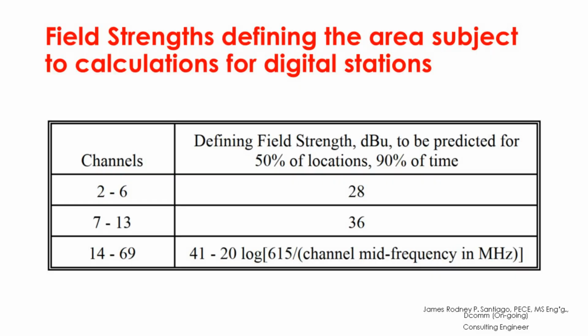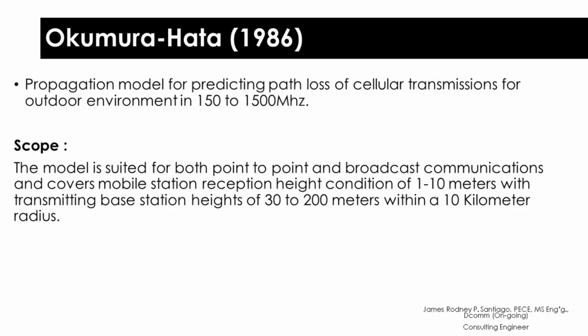For the field strength for digital stations, we'll just concentrate on the UHF. For channels 14 to 51, it would be 41 minus 20 log of 615 divided by the center frequency of the channel desired. Next is Okumura-Hata. Okumura-Hata is quite popular.